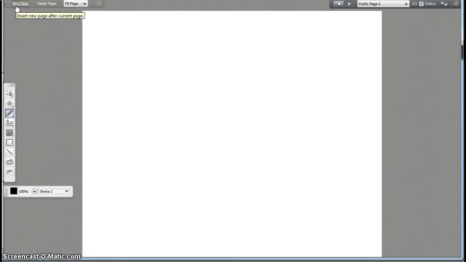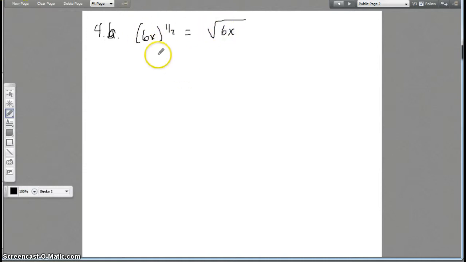Number 4 says, write each of the following in radical form. This is for the first several parts of number 4. So it's going to give you exponential form, and you need to write it in radical form. So we're first going to look at part B, which is (6x) to the 1/2. Remember, the 1/2 is our square root. What are we square rooting? The entire thing, because the entire thing is in parentheses. So this is the square root of 6x.